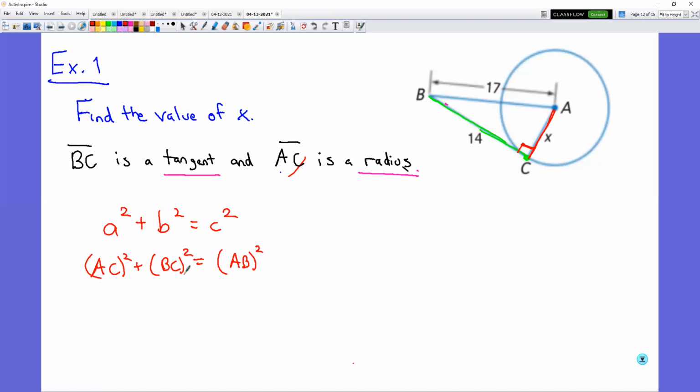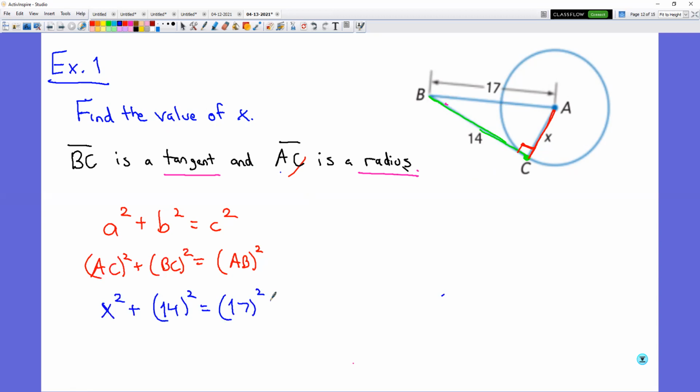All right, so now all I have to do is figure out what everything is. I'm just going to plug in everything that I know. I'm going to have AC, which is x, so it's going to be x squared plus BC, which is 14, so 14 squared, and then AB, which is 17, so 17 squared. So x squared plus 14 squared equals 17 squared.